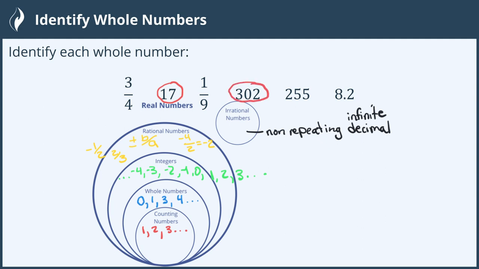302 is a whole number, and 255 is a whole number. 8.2 would be rational, and so it's not included in our whole numbers. And we have our 3 identified whole numbers.